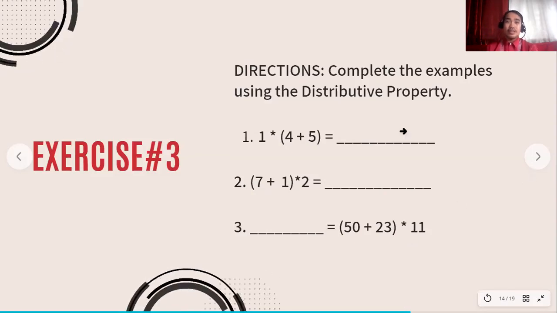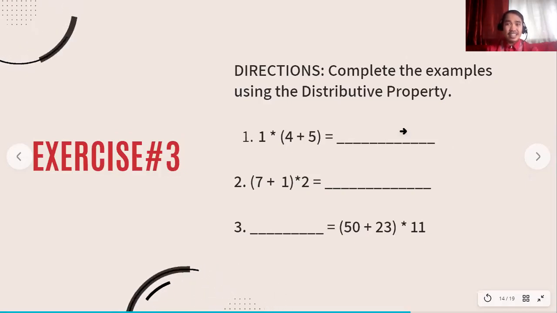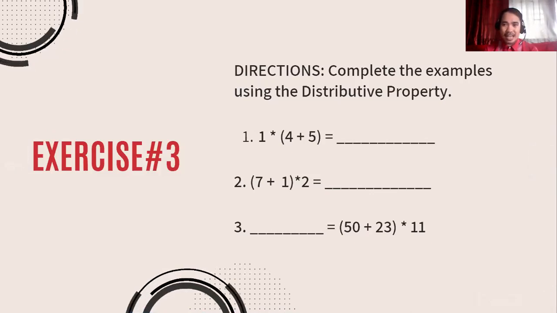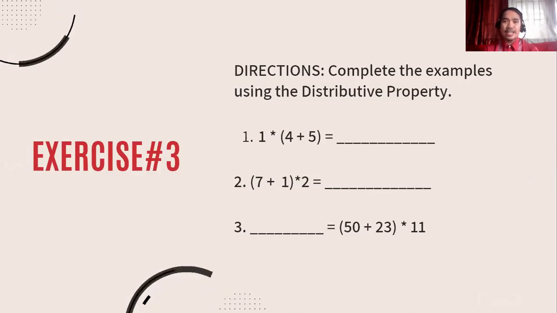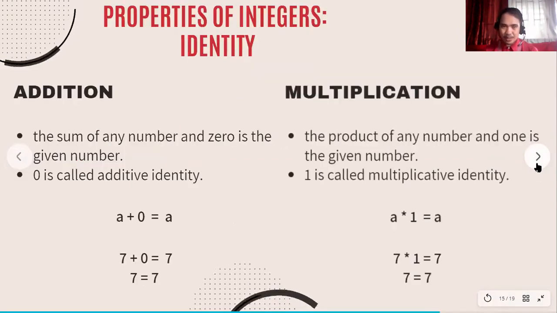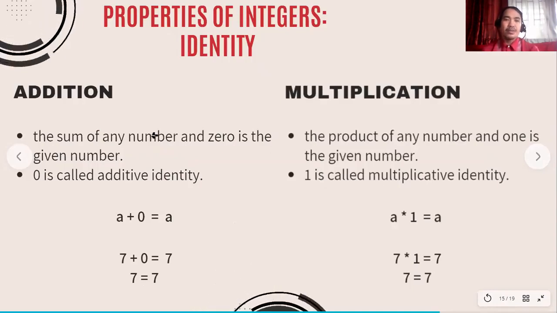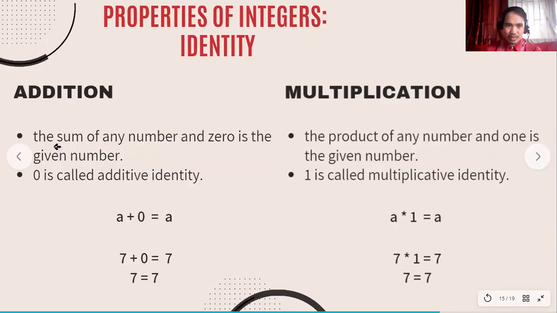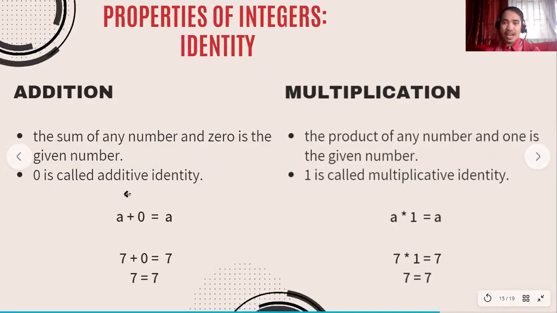Now, we have 3, okay? The C is for commutative, A for associative, D is for distributive, and last, I for identity. Now, what about in addition? The sum of any number and 0 is the given number. So you call this 0 the additive identity. Okay, class. So in mathematical notation, you have A plus 0 is equal to A. So any number added by 0, the answer is the number itself, okay?